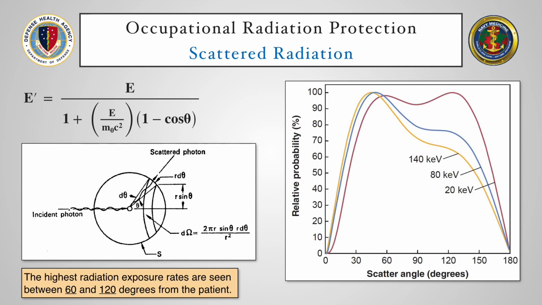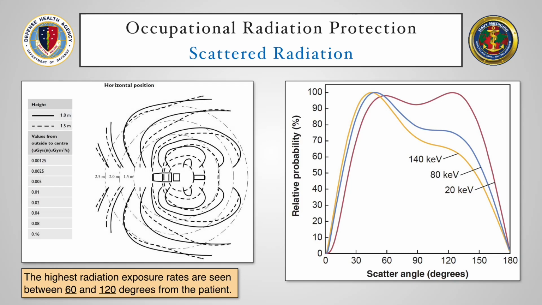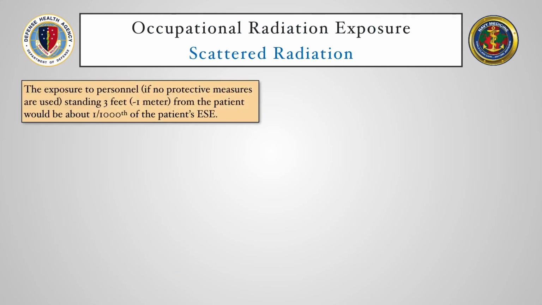Take a look at the horizontal isochroma map on the screen from the technical manual of one of our C-arms. The shape of the isochroma map is actually similar to that we expect from a probability of the scattering angles. As a rule of thumb, the exposure rate to personnel standing 3 feet or approximately 1 meter from the patient would be about 1/1000th of the patient's entrance skin exposure if no protective measures are used.